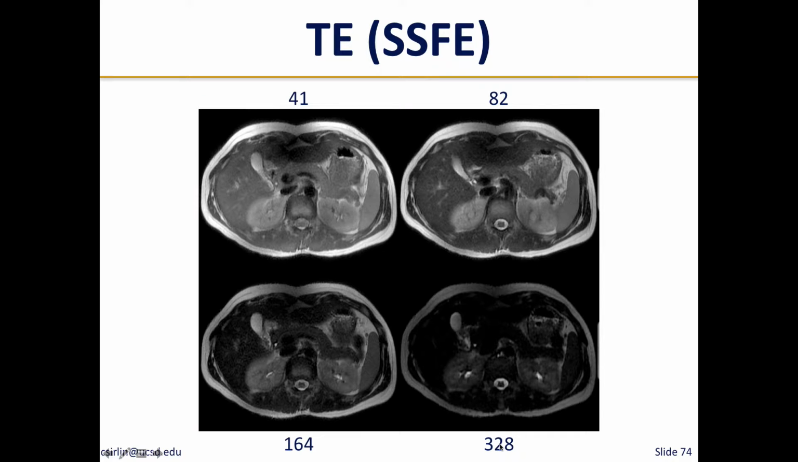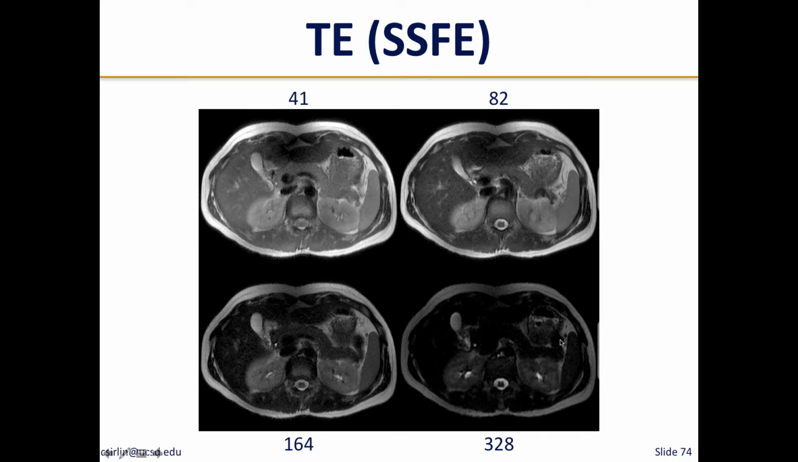So what can we say? One thing we can say is that your signal to noise goes down. I hope you can all appreciate that this image has lower signal to noise than this image, and this image with a TE of 41 has the highest SNR. So as TE increases, SNR goes down. Point number one. Point number two, contrast.